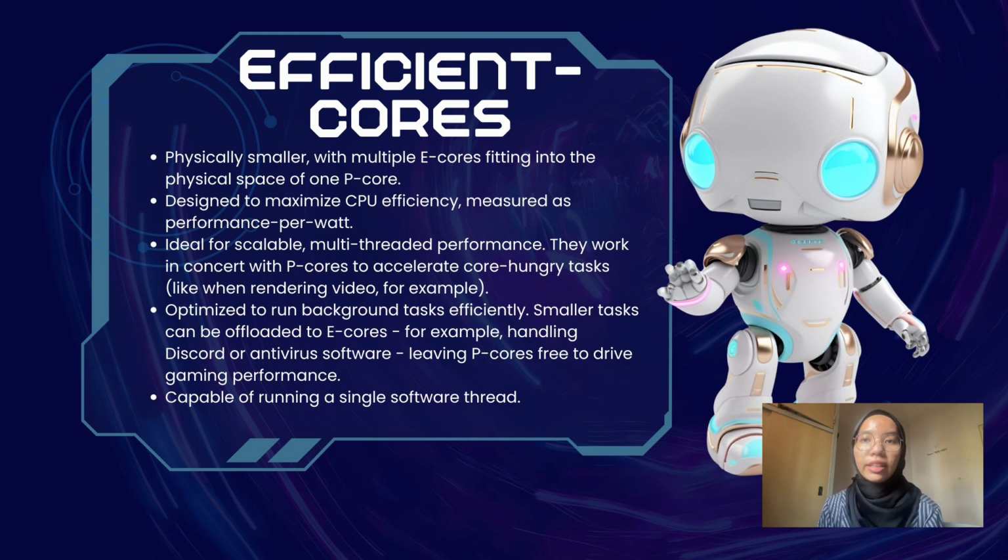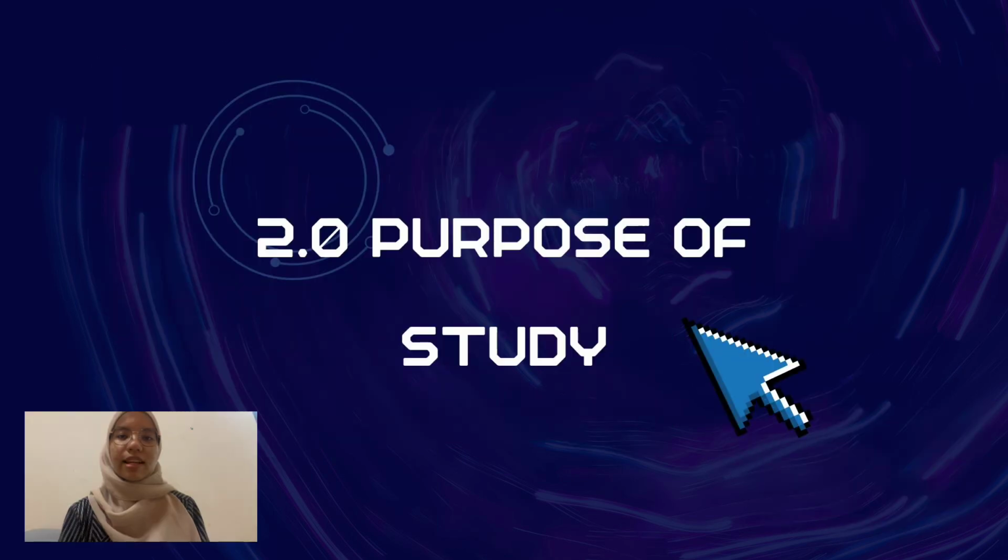Smaller tasks can be offloaded to E-cores, for example, handling Discord or antivirus software, leaving P-cores free to drive gaming performance. And last, capable of running a single software thread. Next slide is the purpose of study.